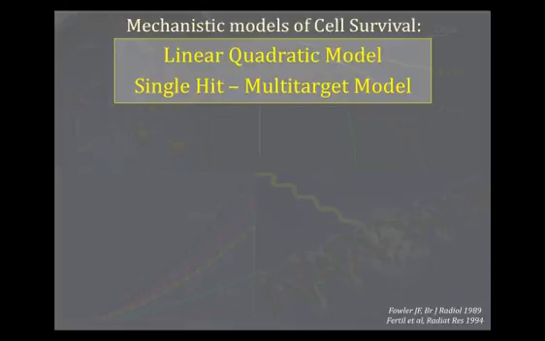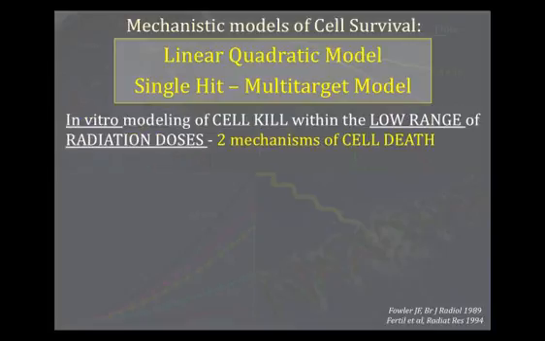And the mechanistic models of cell survival came up. There are many different models in the literature. The most popular one is the linear quadratic model, and I'm going to discuss just one more with you, the single hit multi-target model. They are very similar models except for one difference. But what's important to keep in mind, because I'll come back to this point when we discuss radiosurgery, is that these two models were based on in vitro cell cultures, and they were measuring only cell survival. That's the only thing they were evaluating.